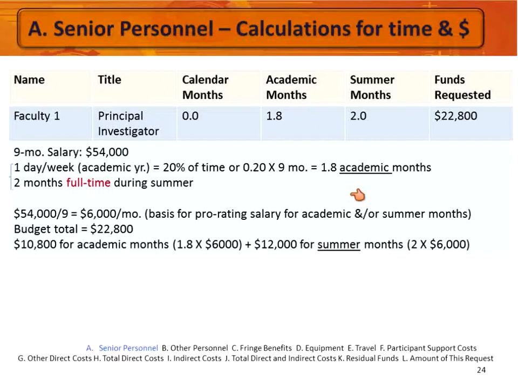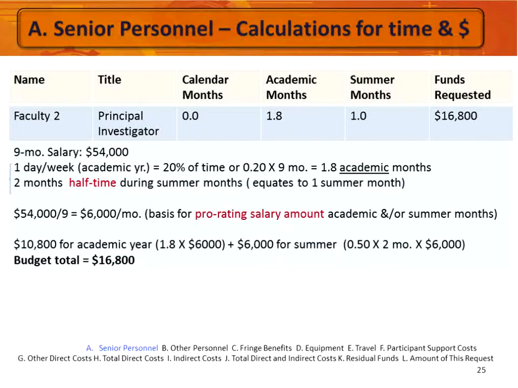Then to this, we want to add the salary for summer work. The total time is reported split between academic and summer months. So we want our time here in academic months, and separate time for summer months here. But there will be only one budget amount that you put, and it is the sum of the two. And you'll see I've written all this out down here for you. $10,800 for the academic months plus $12,000 for 2 full months in the summer is going to give you your full annual budget amount for this particular individual.